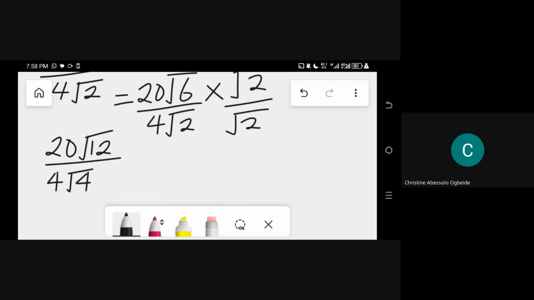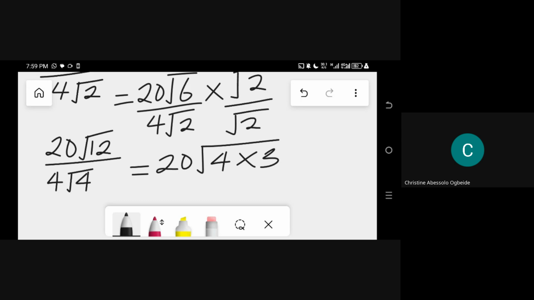Then again, something else has to be done. Look at that top. At the top, we have 20 root 12. Root 12 is a number that can still be broken down. So you can't leave it that way, and this then becomes 20. You break down 12 to be 4 times 3, because there's still a perfect square inside 12. That's 4. So 4 times 3.